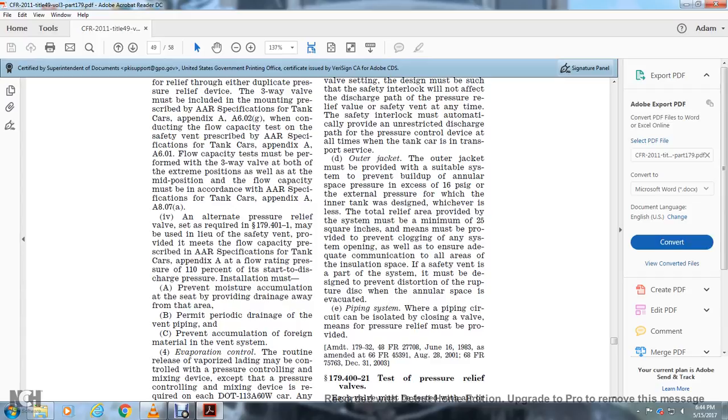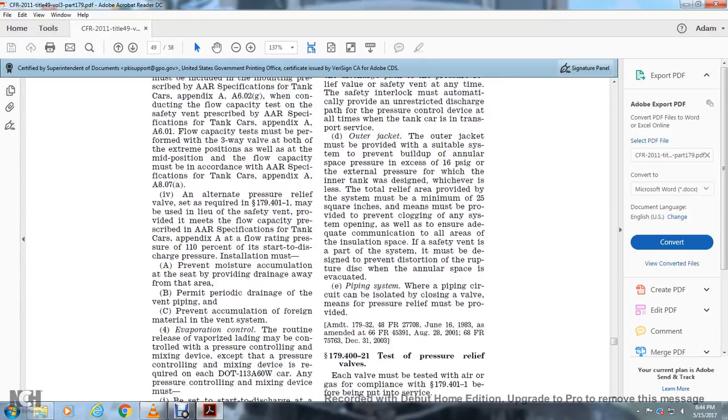Safety vent is part of the system. It must be designed to prevent distortion and rupture of the disc when the annular space is evacuated. Piping system. When piping circuits can be isolated by closing a valve, a pressure relief valve must be provided.